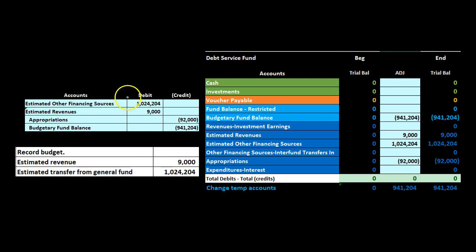Then, if we were to record this out, as we will do, we have the estimated other financing sources. So that's going to be estimated other financing sources here going up in the debit direction. Then we have the estimated revenue. Here's the estimated revenue, it too going up in the debit direction. Then we have the appropriations, kind of like the estimated expenditures, going up in the credit direction. And finally, the fund balance up here in the equity section, it going up in the credit direction.